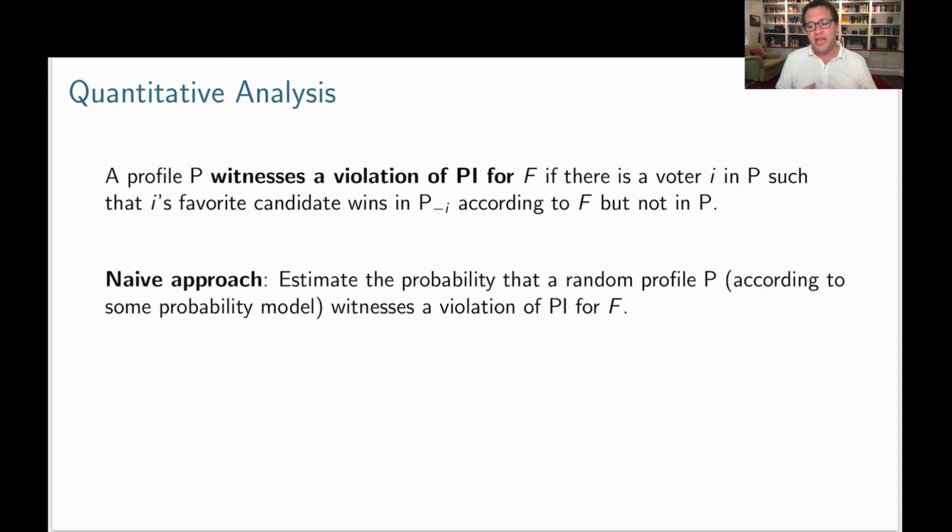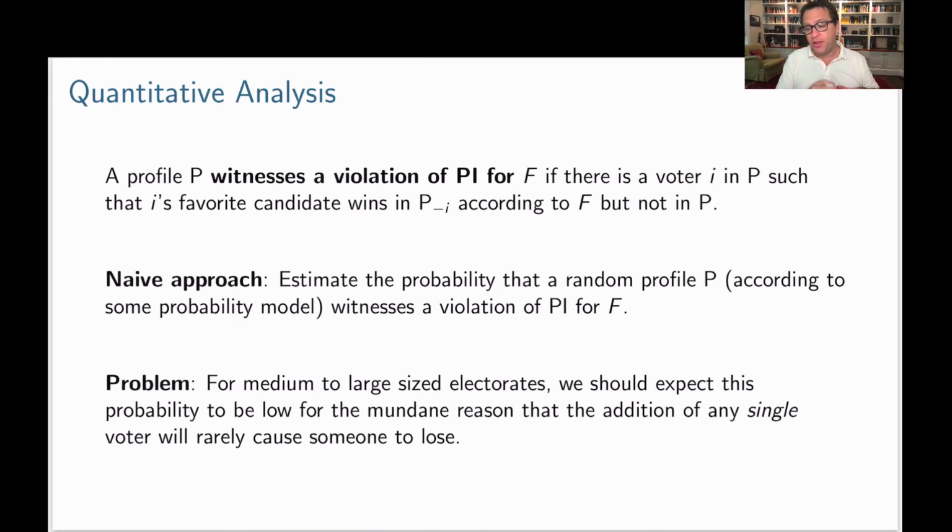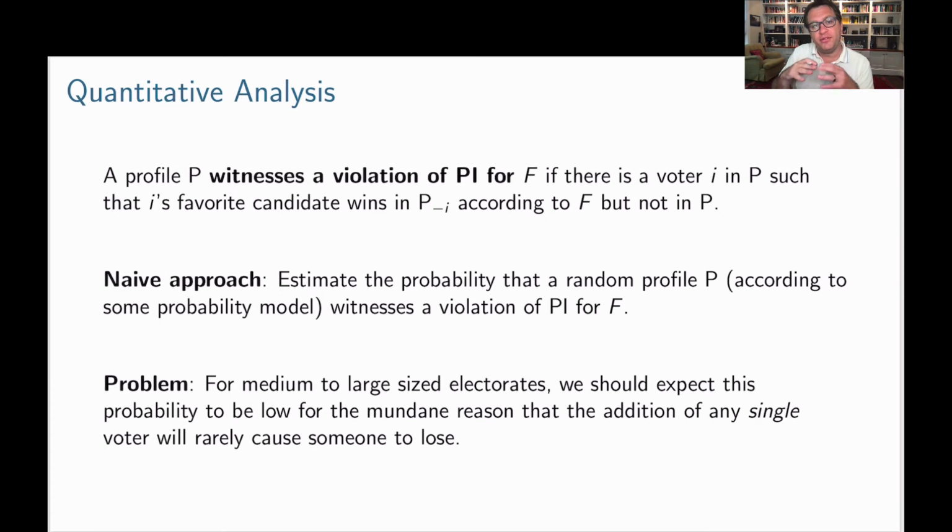Now, the naive approach is to just simply estimate the probability that some random profile generated according to some probability model witnesses a violation of PI for some voting method F. So the idea would be to generate a bunch of profiles using some probability model, and then just figure out the frequency of PI violations according to different voting methods. The problem with this is that for medium to large size electorates, we should expect that this probability will be extremely low. And this is just for the mundane reason that the addition of any single voter will rarely cause someone to lose. Our main objective in this paper is to look at different ways of measuring PI violations that take into account this basic problem.